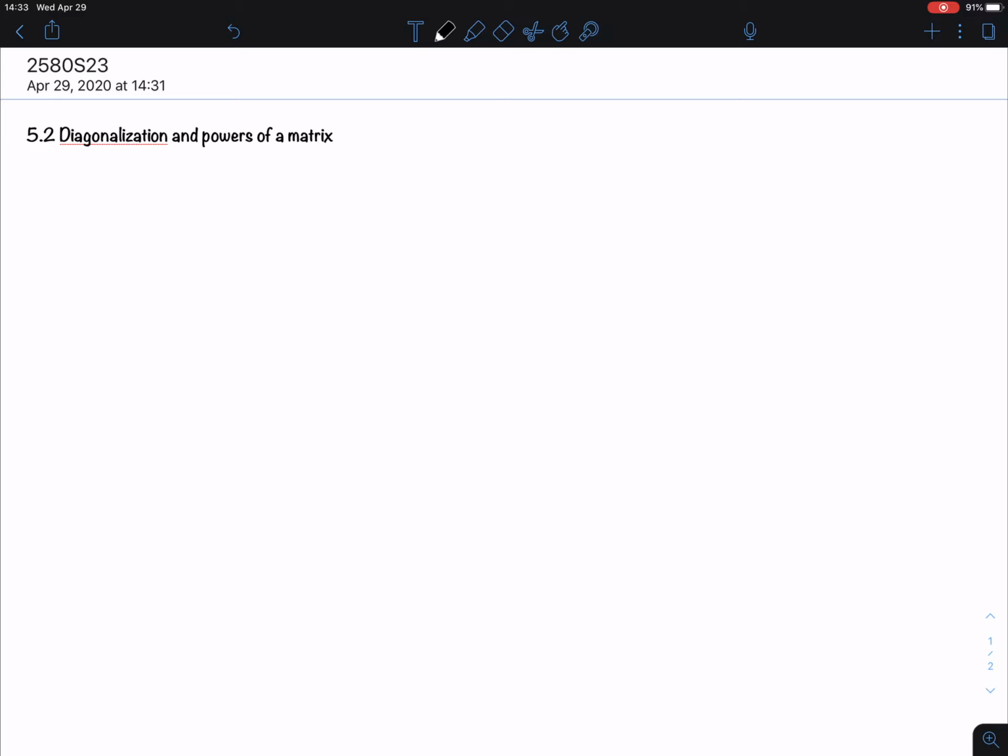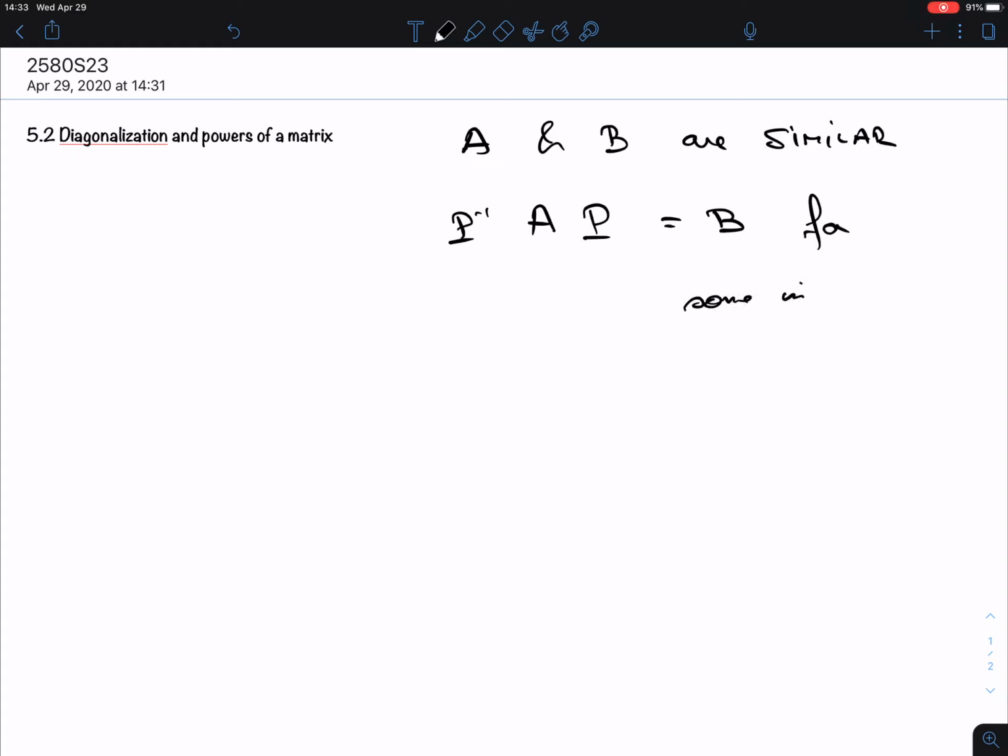But before I do that, I want to come back a little bit to this idea of similar matrices. Why? So remember, we say that two square matrices, A and B, are similar. That was a definition: if you could write B in the following way for some invertible P, all of the same size.